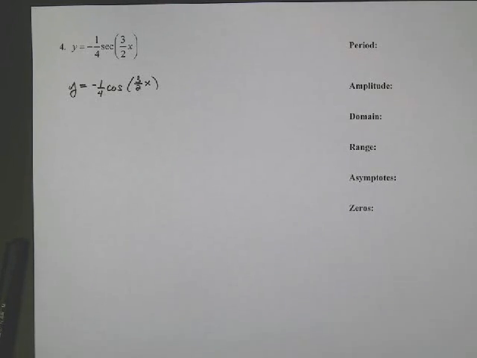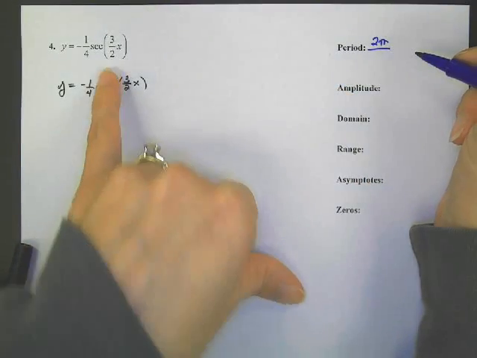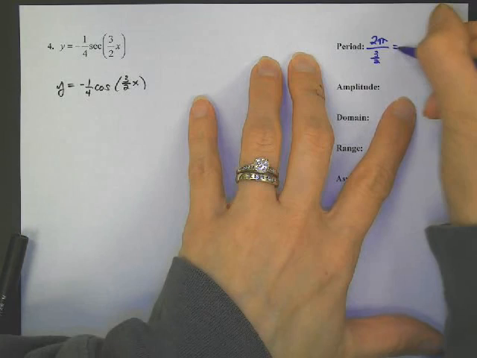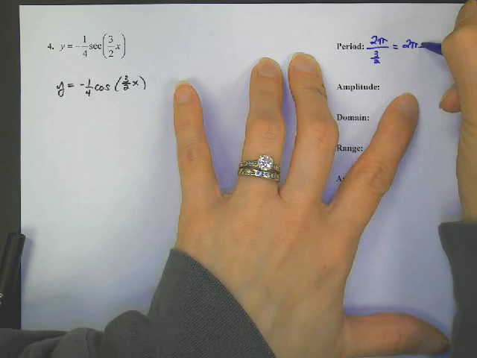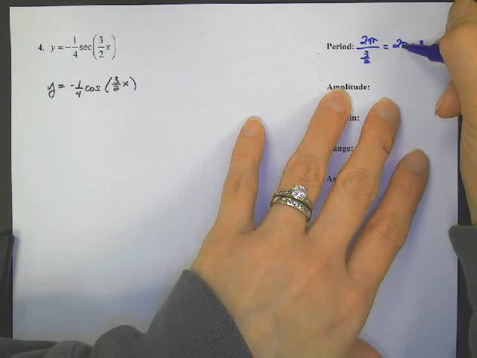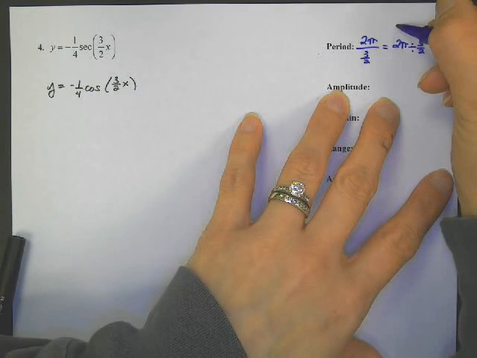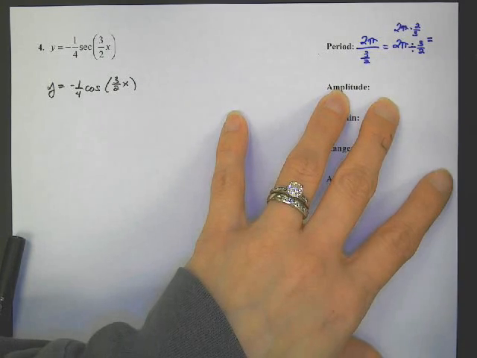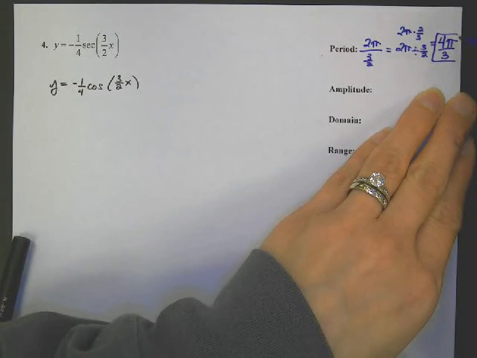Okay, so first of all, what's the period? The period is 2 pi divided by b. Ooh, the b is a fraction, 3/2. It might be easier for us to think of this as 2 pi divided by 3/2. Maybe we should think of that as 2 pi times 2/3. 2 pi times 2/3. So survey says 4 pi/3. Let's go ahead and put that in a box.